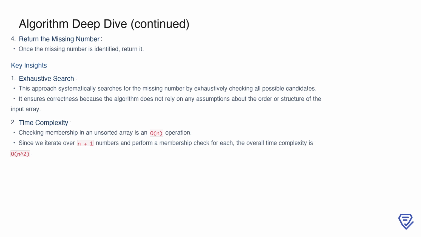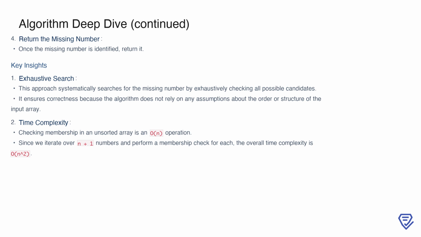the result. This brute force method ensures correctness because it systematically checks every number in the valid range, [0, n], without making any assumptions about the order or structure of the input array. A key insight here is that the algorithm relies on exhaustive search, which guarantees that no number is overlooked. However, this approach comes with a computational cost. Checking whether a number exists in an unsorted array, like nums, is an O(n) operation.